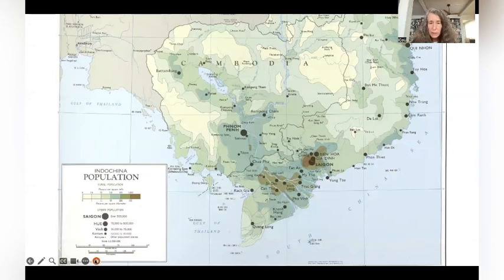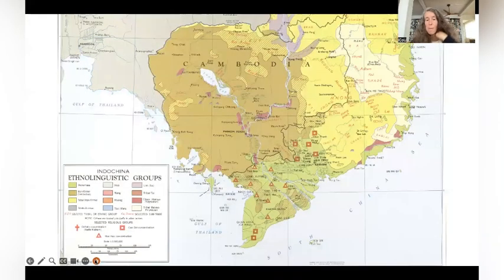Deltas in general are great population centers. They offer a great deal of resources, but we know they're also some of the more vulnerable and more threatened areas. Similarly in Thailand, the great deltas are where the great population centers have historically been and are today.